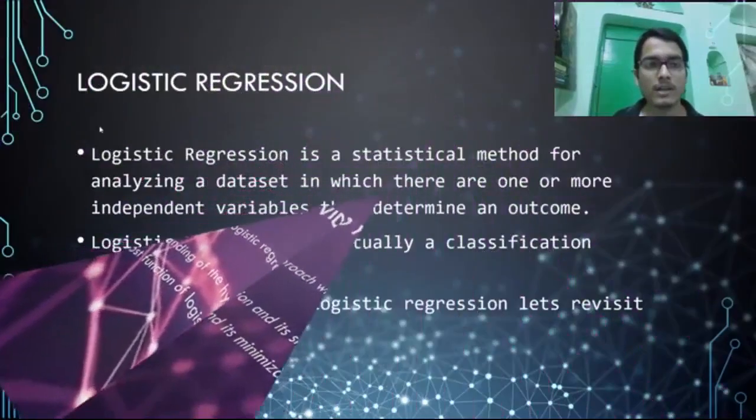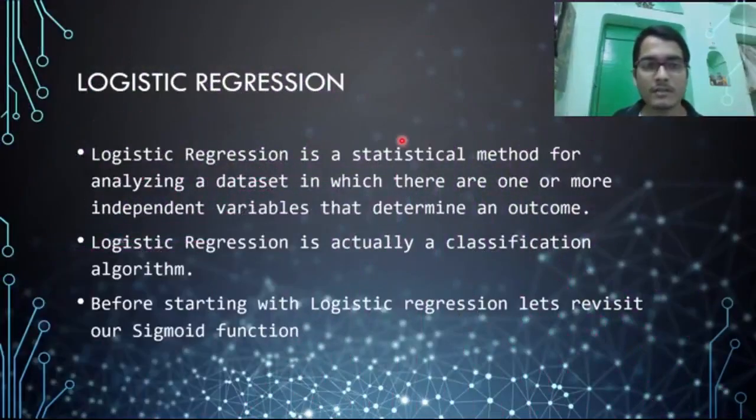So what is logistic regression? It is basically a statistical method for analyzing a data set in which there are one or more independent variables that determine an outcome. So it is actually a classification algorithm, as I told you. Before starting with logistic regression, let us revisit our sigmoid function.